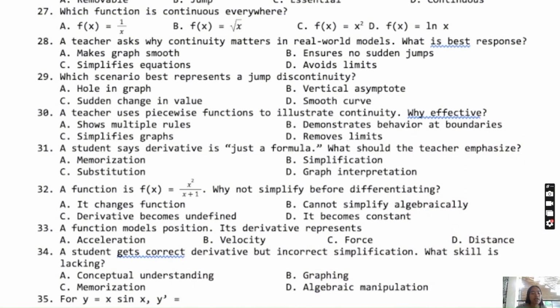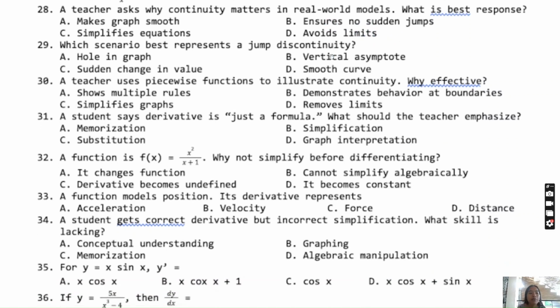So in number 27, which function is continuous everywhere? So the answer is letter C, f of x is equal to x squared, because polynomial functions are continuous for all real numbers. The other options have restrictions, such as division by zero or logarithmic limits. So that is why our answer is letter C.